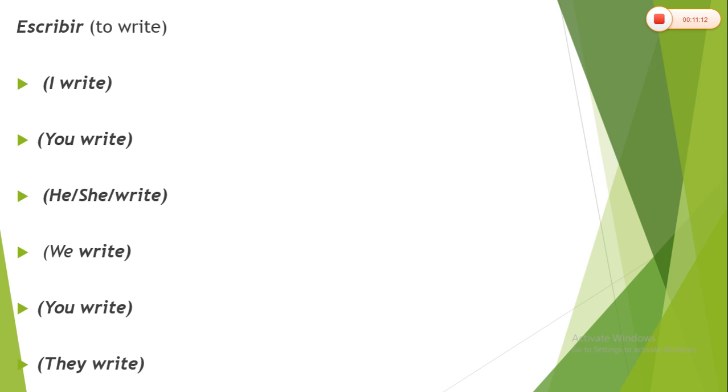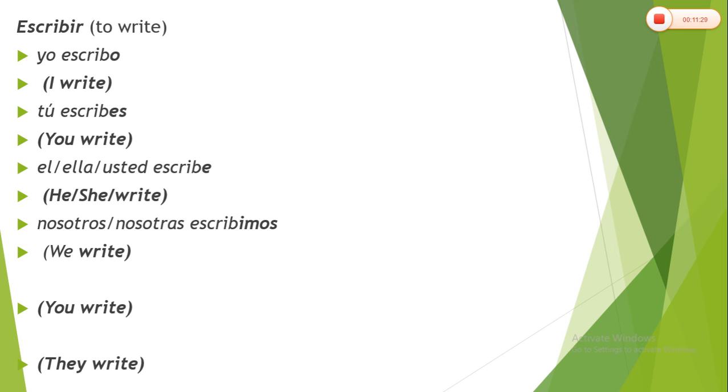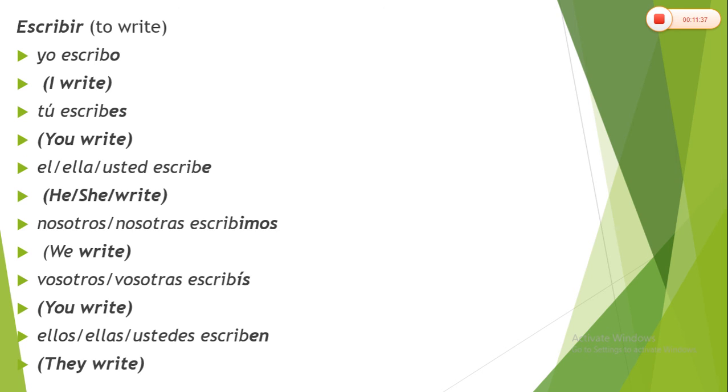Last verb is escribir. Yo escribo, I write. Tú escribes, you write. He, she writes: él, ella, usted escribe. We write: nosotros, nosotras escribimos. You write: vosotros, vosotras escribéis. They write: ellos, ellas, ustedes escriben.